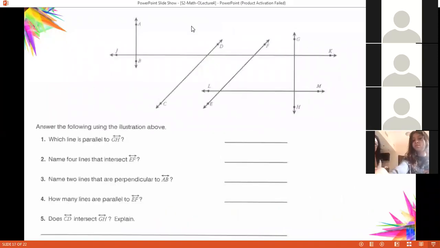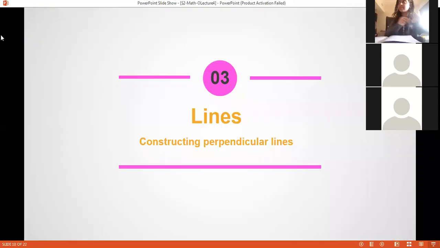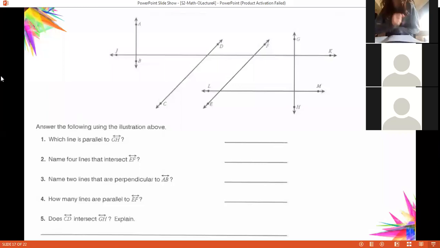And now I want Talia. Yes, come on, Talia. Just a second. Okay. So Talia, here we have a figure. Can you see the figure? All of these figures.